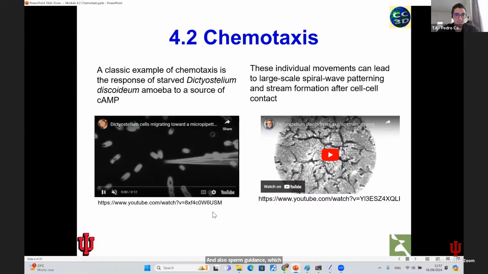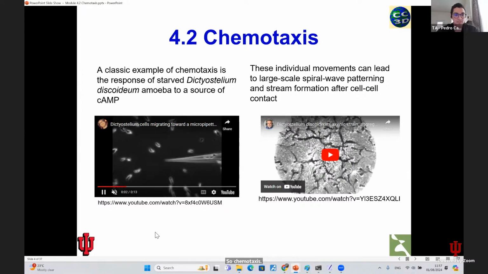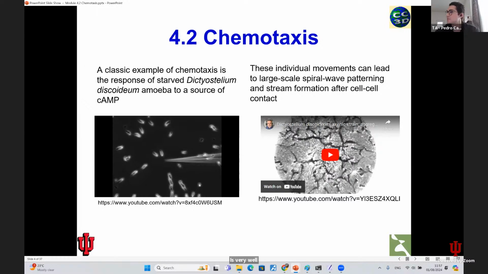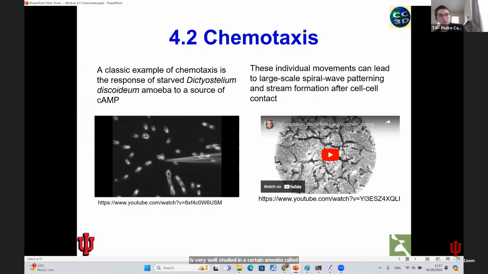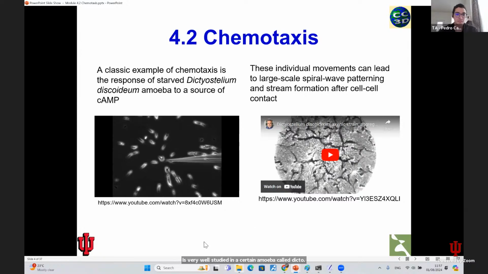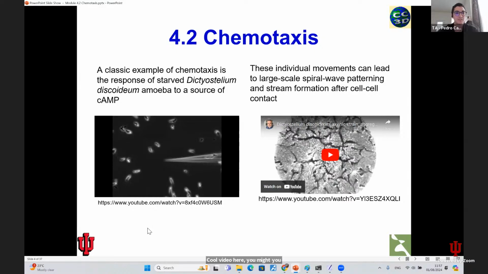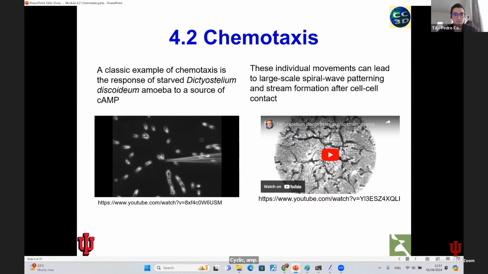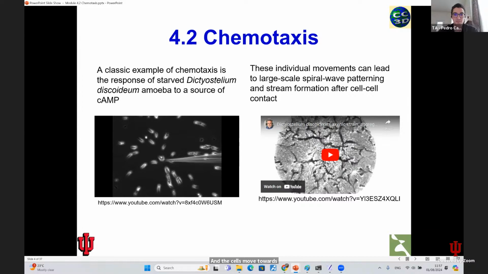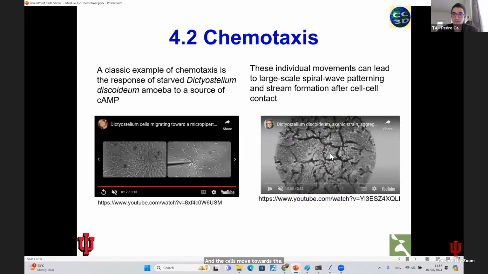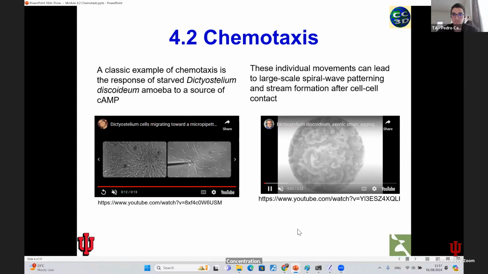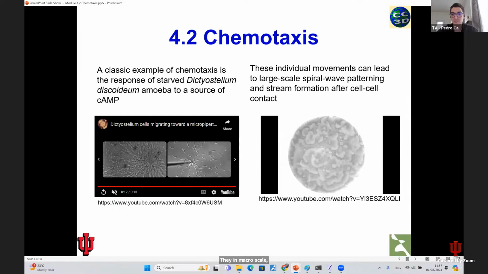Chemotaxis is very well studied in a certain amoeba called Dictyostelium discoideum. In this cool video here, you pipette a droplet of a chemical substance called cAMP, cyclic AMP, and the cells move towards the peak of concentration. At macro scale, they generate these complex spatial patterns, which is something you can simulate in CompuCell.